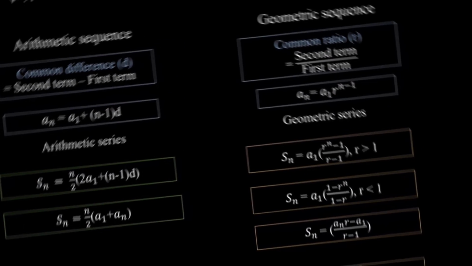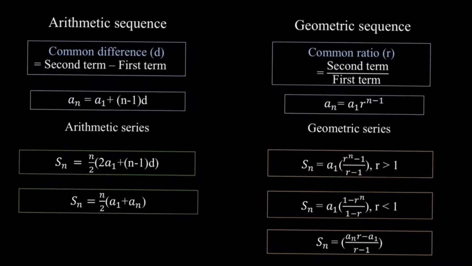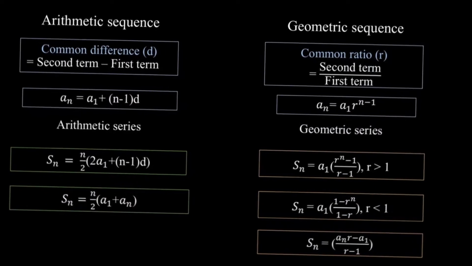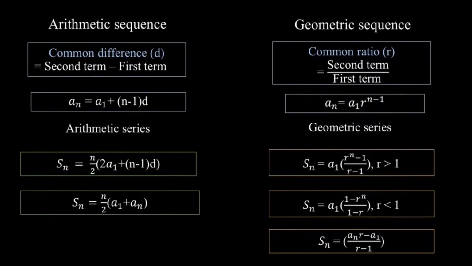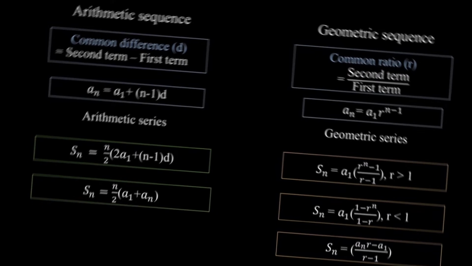Geometric sequence is just a little bit different because you have to find a common ratio. It's not that hard though, because you just use the second term divided by the first term, and the formula is a sub n equals the first term times r to the n minus 1. That's just what you need to know.